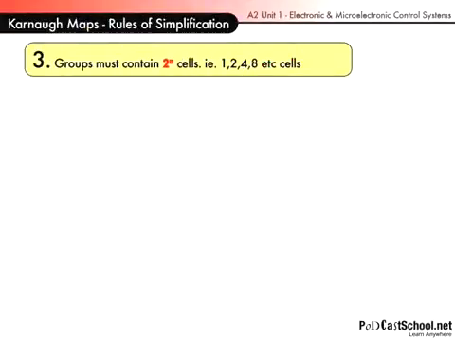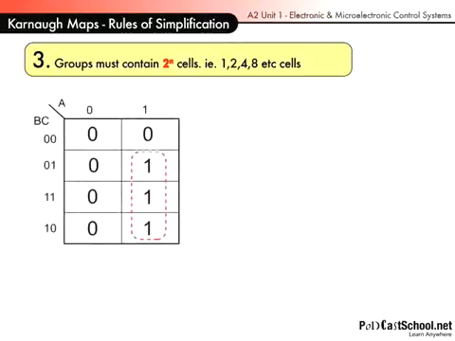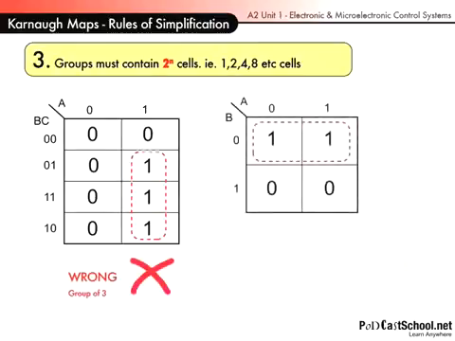The third rule is that you cannot have, say, 3 cells grouped. It must be of the order of 2 to the n. In other words, 1, 2, 4, 8 cells. So you can't group a 3 like that. That's definitely wrong. If you wanted to do that, then you'd have to group a 2 and a 1 separately. But this one on the right hand side, well, that's right because it's got 2 cells. That's fine.